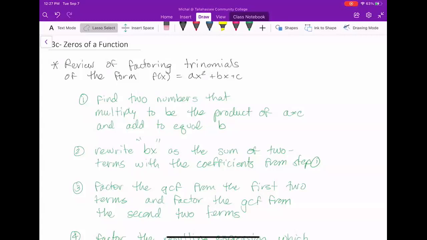And so just a quick review of the way that I factor. If you have a different way of factoring that works for you, go for it. But just in case, I want you to be able to follow what I'm doing. The steps that we're going to take are to find two numbers that multiply to be the product of a times c. That is the first coefficient and the last coefficient. And we want those numbers to add to equal b, the middle coefficient.